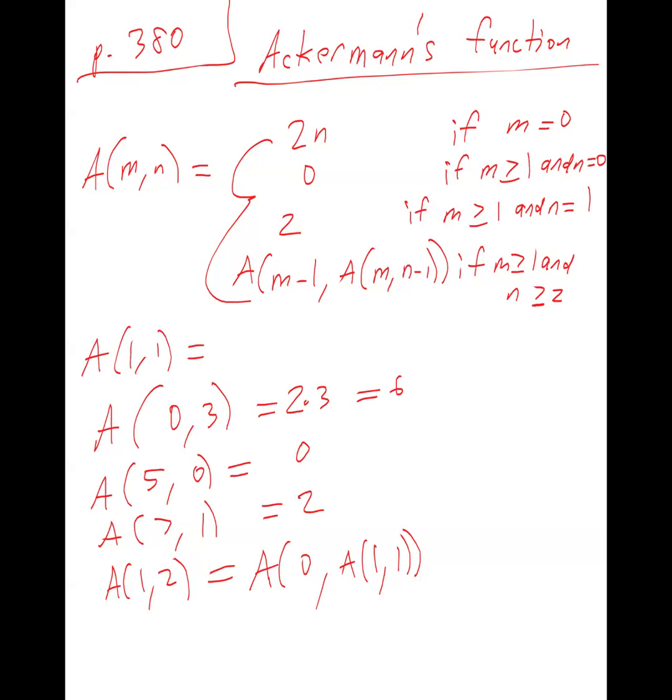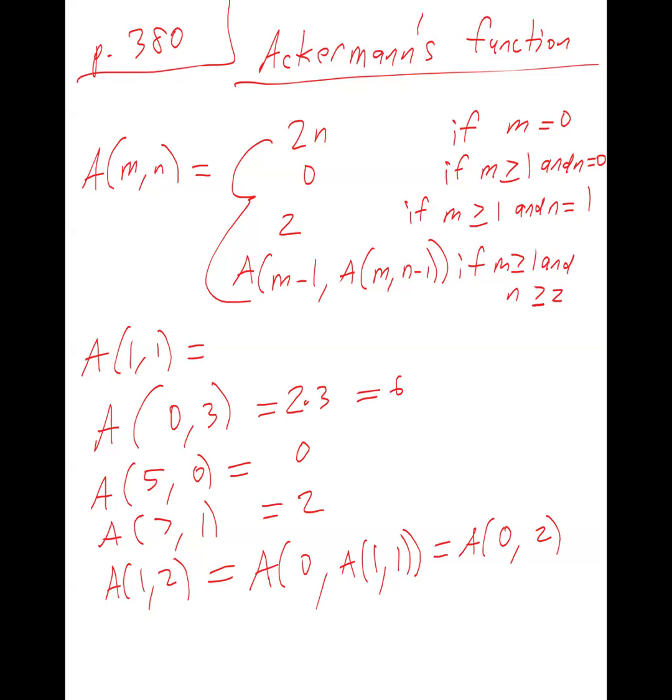Third one. And remember the third one says if m is greater than or equal to 1, which it is, and n equals 1, which it is, what does the Ackermann function equal? 2. So a of 1, 1 equals 2, right? So a of 0, a of 1, 1 breaks down into a of 0, 2, because a of 1, 1 is equal to 2.